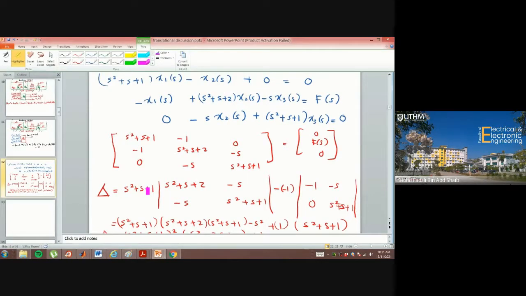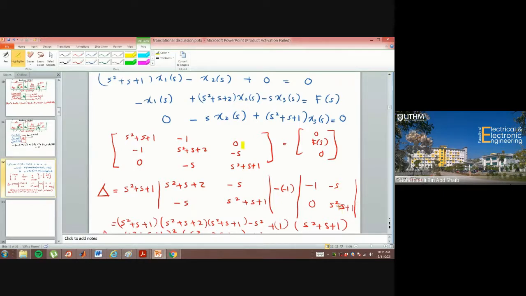Okay. To find the first one, we copy the first column, s squared plus s plus 1. Then we copy this one, and this one, and we copy the other four here. That's why we have s squared plus s plus 2 minus s here, s squared plus s plus 1. Then we copy minus 1. Here we copy this one and this one: minus 1, 0, minus s squared plus s plus 1.